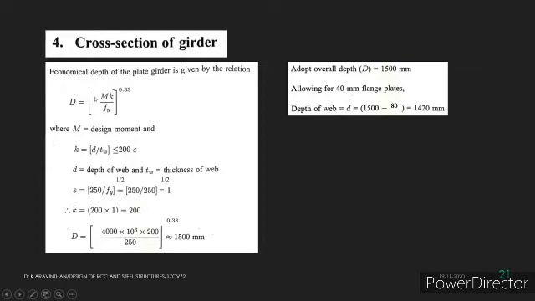Let us substitute everything in this formula. That is, M we have already arrived at as 4000 kilonewton meter, and K is 200, divided by Fy which is 250, power of 0.33. If you substitute this and simplify, you will get approximately 1500 mm. Allowing 40 mm flange plates, the web depth is 1420 mm.